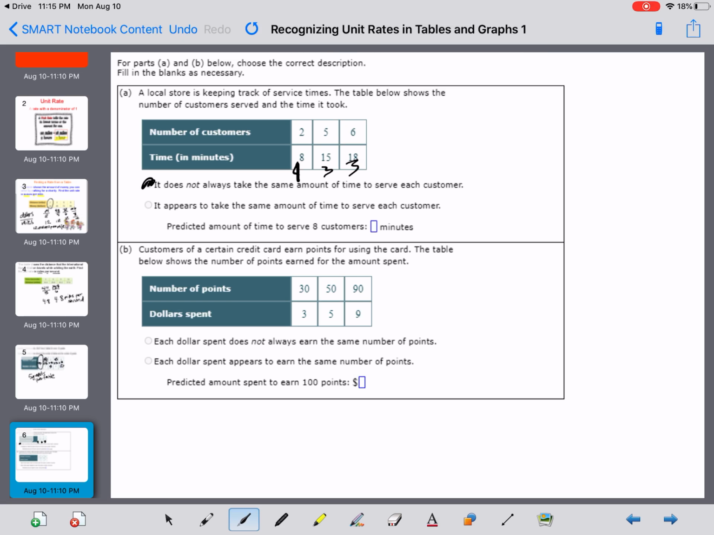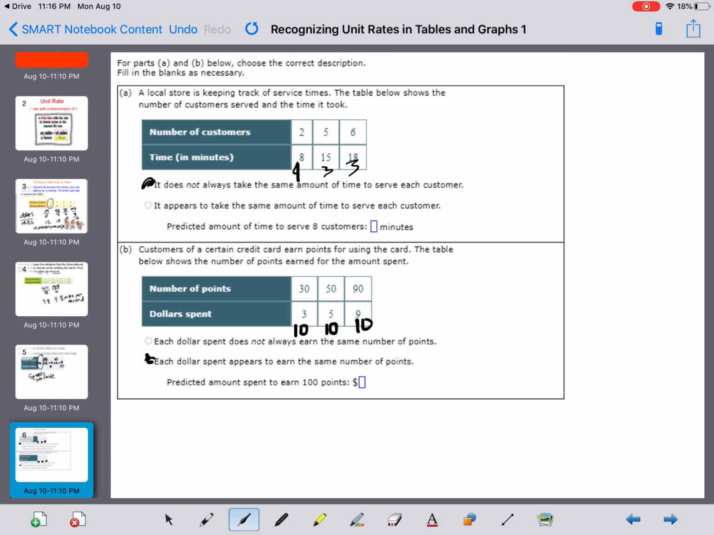Customers of a certain credit card earn points for using the card. The table below shows the number of points earned. 30 points for $3, so 30 divided by 3 gives me 10 points per dollar, a rate of 10 points per dollar. 50 divided by 5, again that's 10 points per dollar. 90 divided by 9 gives me 10 points per dollar. Each dollar spent appears to earn the same amount, it does.